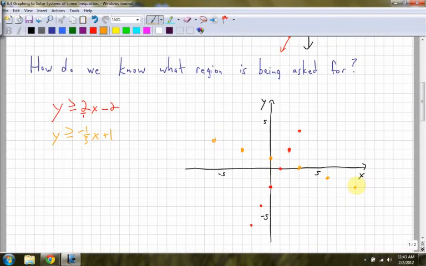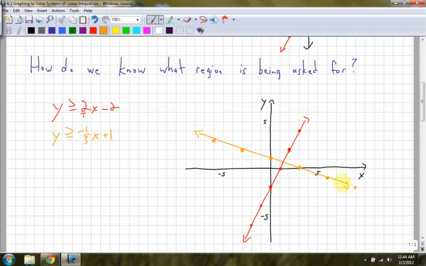Okay, get your ruler out, draw straight lines through each of them. Now, is it going to be solid or dotted? Solid because I have an equals to on both. So both of them are going to be solid lines. Otherwise, I would have to dot the line. Okay, and the next line goes up. There we go. So now I have my two lines.